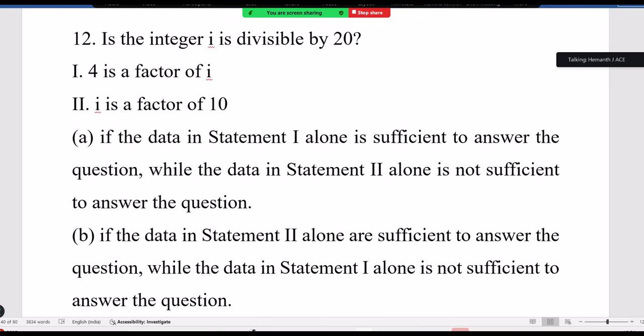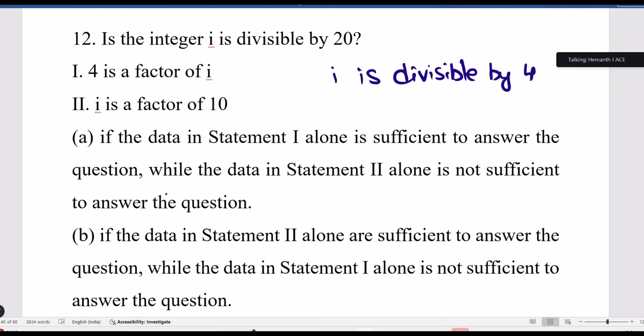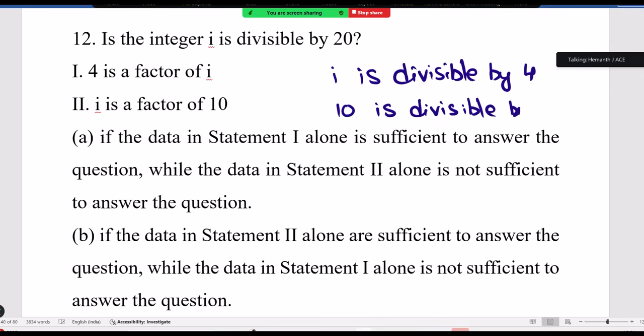Four is a factor of I. I is a factor of 10. So, see, the meaning of factor is important. 4 is a factor of I means I is divisible by 4. And I is a factor of 10 means 10 is divisible by I.